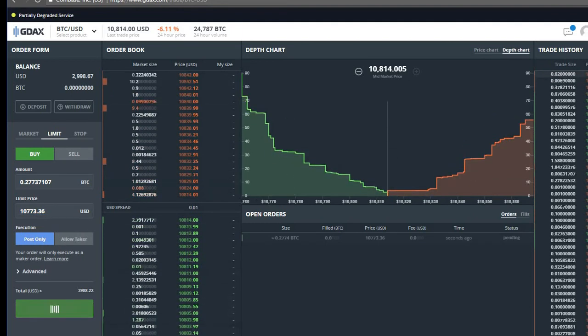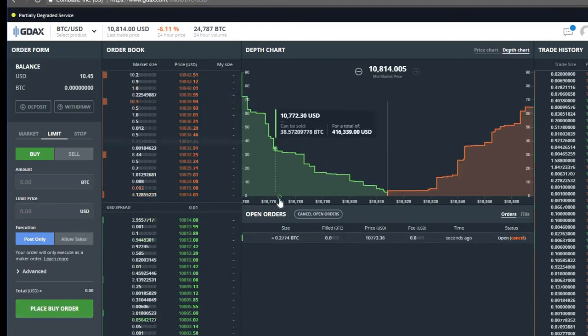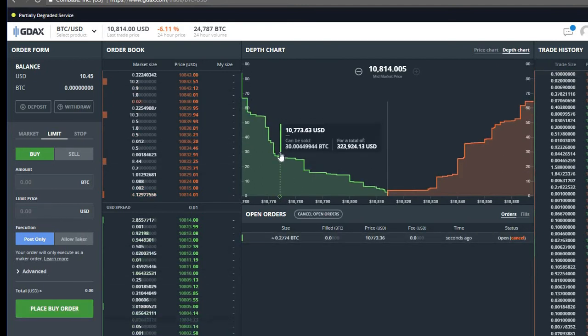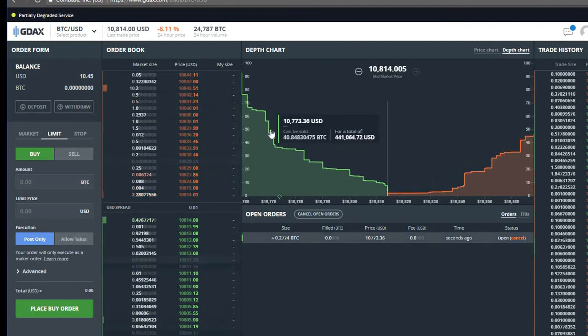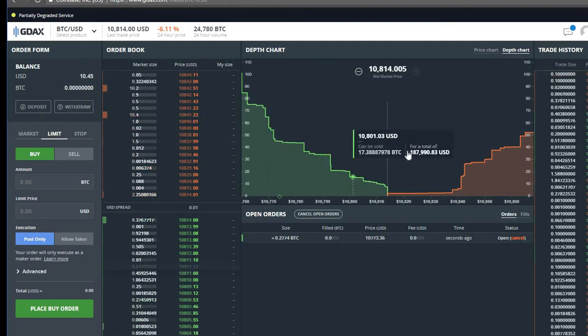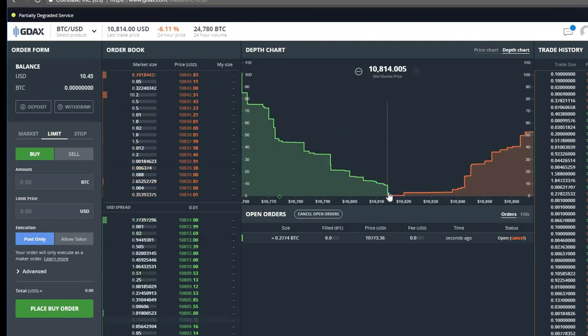I'll go ahead and show you guys. I'll hit the buy. Now it'll display where my buy is. It's right here, right before the wall. So most likely what would happen here is my buy would be executed. It would hit this wall and then send the price back the other direction. Kind of like what we see is happening right now.